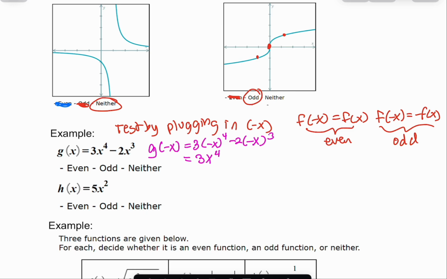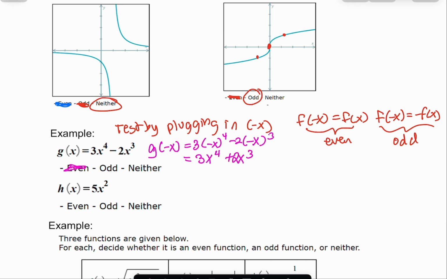The second piece becomes a negative x cubed, but since there's a negative there, a negative times a negative would make a positive x cubed. And then just take a moment and compare it with the original. Did it go back to the original? Oh, sorry, there's a 2 there. Does it go back to the original form? No, it does not. So it's not even.